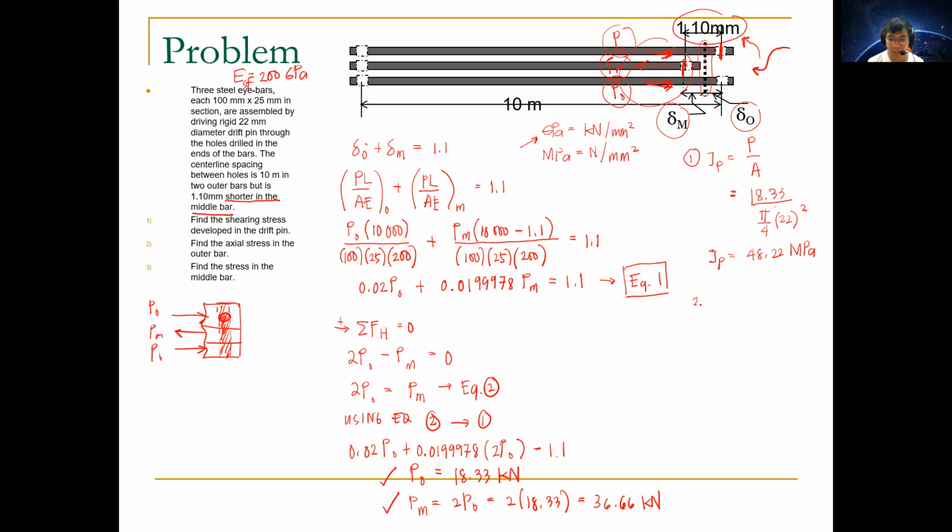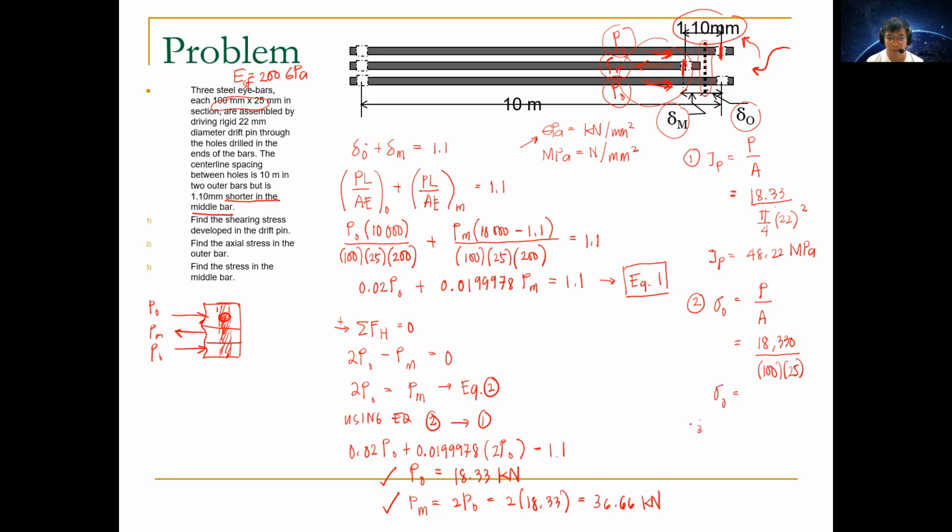Okay, so number 2 is axial stress in the bar. Axial stress means the area should be perpendicular with respect to the force, right? So that would be the axial stress at the outer bar. Again, force over area. The force is 18.33, so let's make it in newtons so the answer is bigger, then divided by the area, which is 100 by 25. That's the stress at the outer bar.